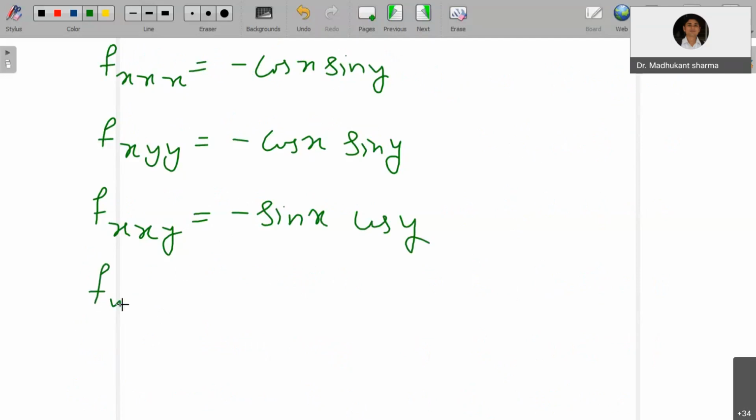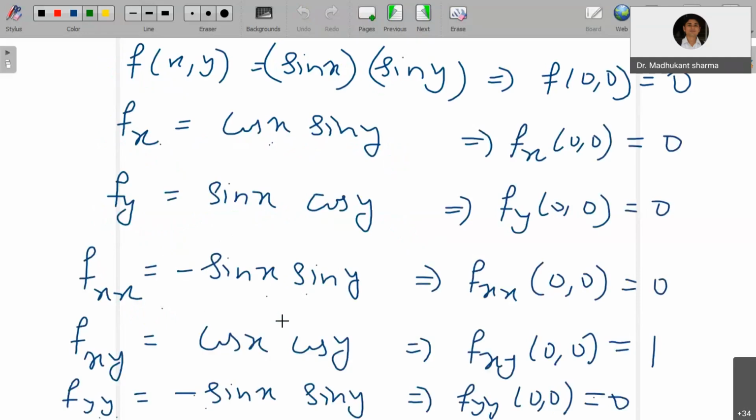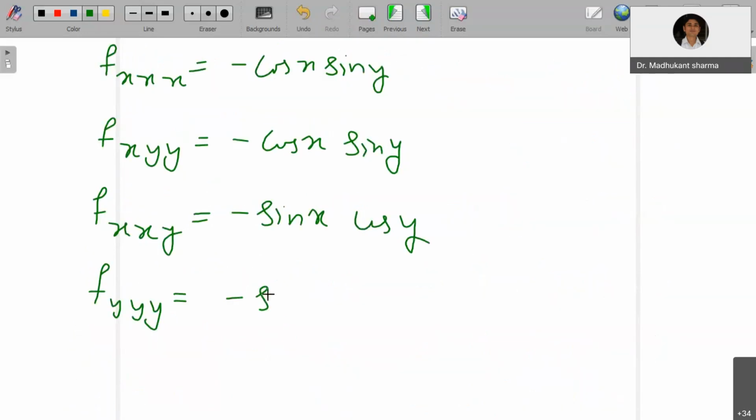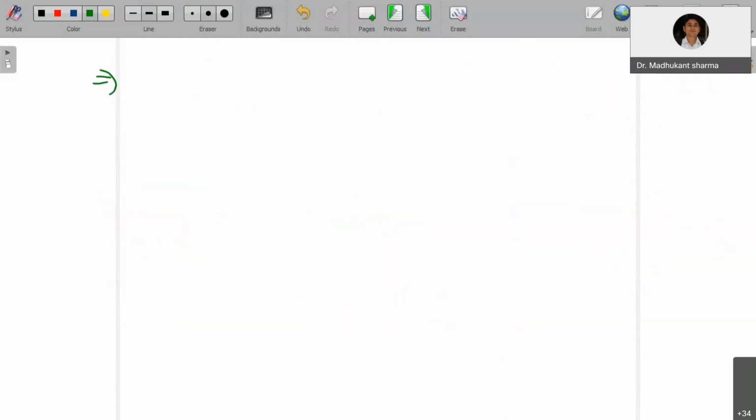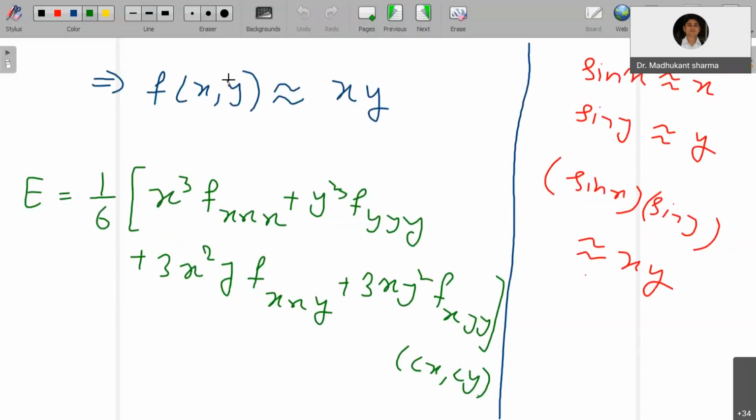And what you have to find out in the end is the fourth term, f_yyy, which is going to be minus sin x cos y. Now, what we are interested in is the bound of the error term. So when you take this, this implies mod e is going to be, I'm using the triangle inequality, mod of a plus b is less than or equal to mod a plus mod b.